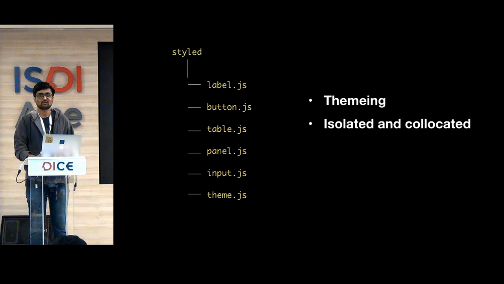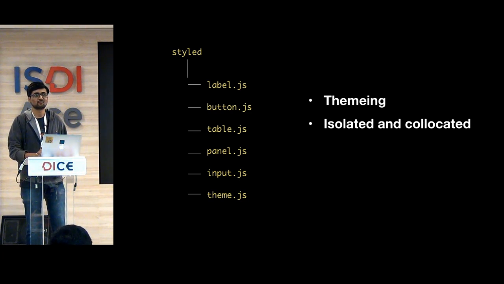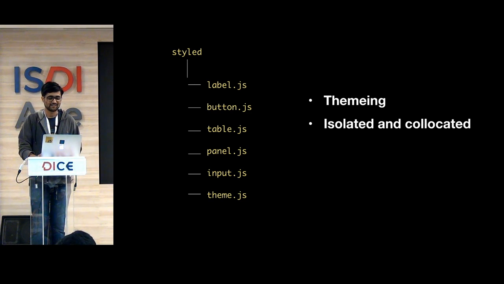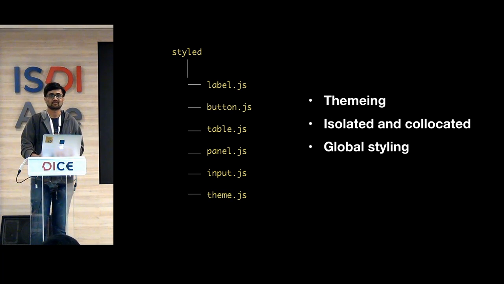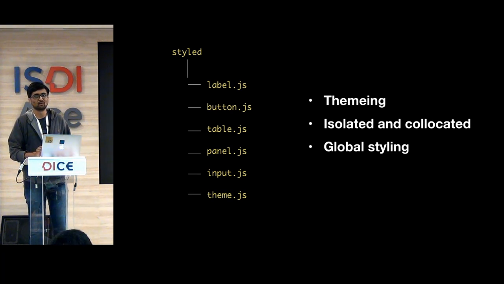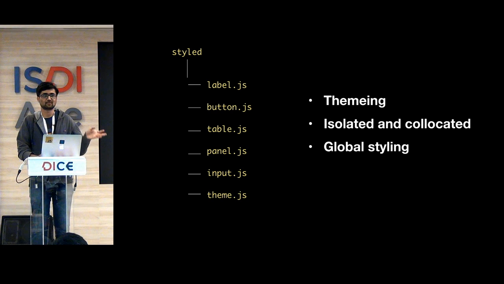The second thing is isolation. When you're writing code for button.js, you're not worried about labels, right? You're just focused on button.js. So that is what isolation is. And yes, it does support global styles. There might be cases when you want to style, let's say, the body tag or something like that, then you can use global styling. But make sure you don't overuse it, because you're going out into the global scope, and that's the problem.